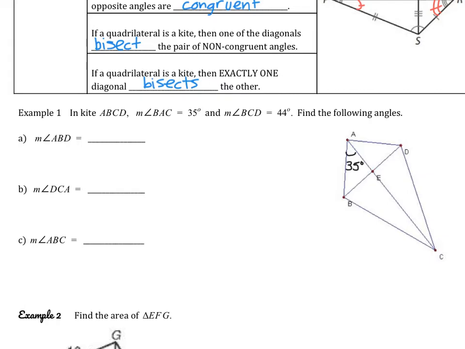So we can do this using one of our theorems above. We know that our diagonals are perpendicular, which means this is going to be a 90-degree angle right here. And then we can look at this triangle, and we know that using the triangle sum theorem, all three angles should add up to 180. So we can say 35 plus 90 plus angle ABD, which is this angle which we're trying to find, equals 180. So that means that angle ABD equals 55 degrees.